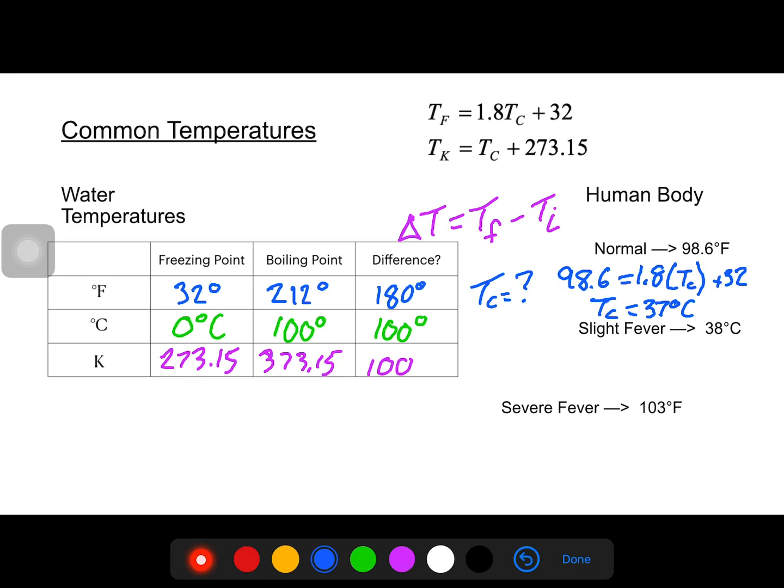So, if you went to another country and they took your temperature because you were in the hospital, you should be right around 37 degrees.